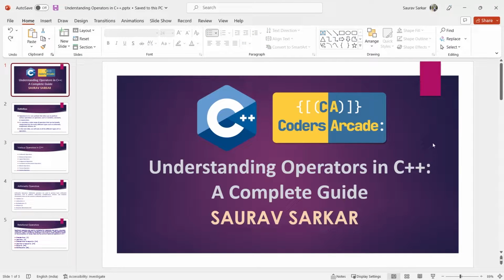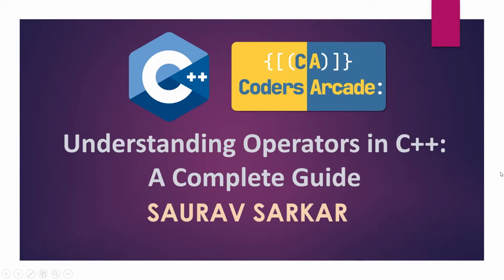Let me make it full screen. As I said, today's topic will be understanding operators in C++. Here we have to understand this concept. What are actually operators? We have already talked about keywords and variables. Whenever we are trying to interact with two different variables, say A and B, we need some operators. They are special symbols which help us to interact with variables and also perform certain kinds of operations.